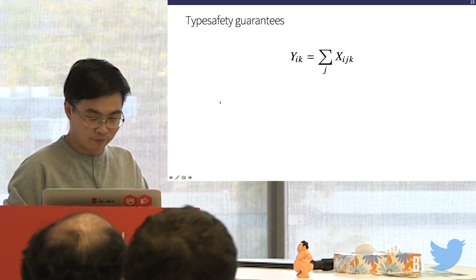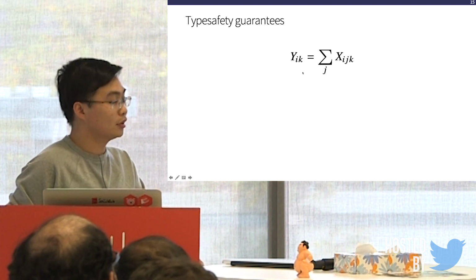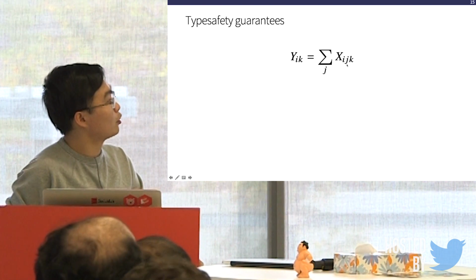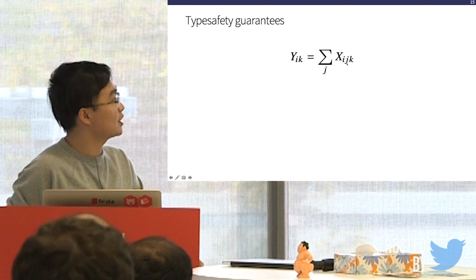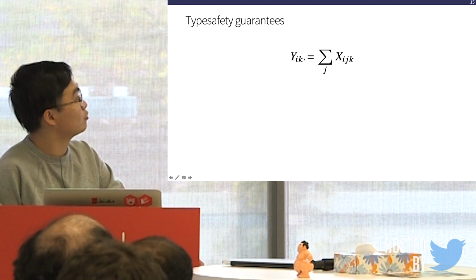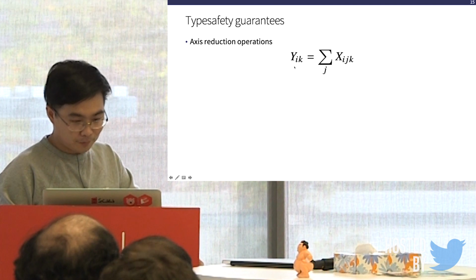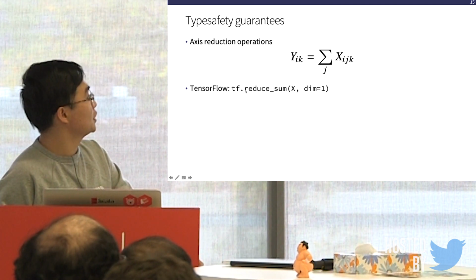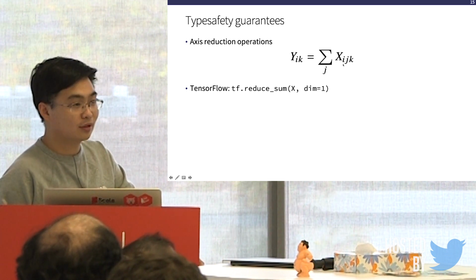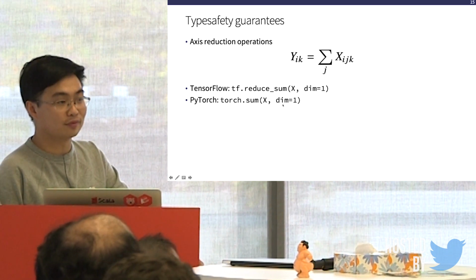Or let's take a look at this thing. This is called sum pooling or reduce sum. So if I have a 3-dimensional tensor here, I want to sum over the first axis. This is the 0th, first, and second. I sum over these to reduce it down to a 2-dimensional tensor. How would I do this? In TensorFlow, I write tf.reduceSum x dim equals 1. So this points to dim. And in PyTorch, it's called torch.sum x dim equals 1.